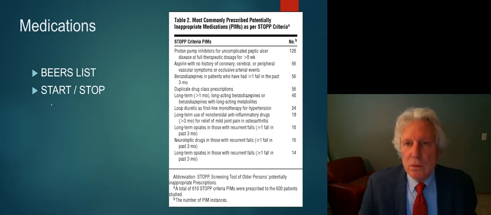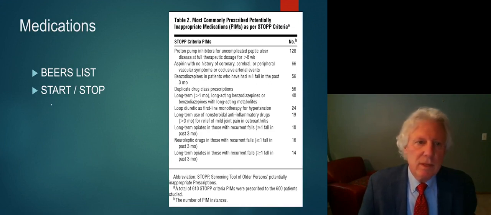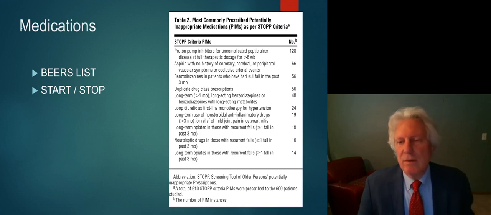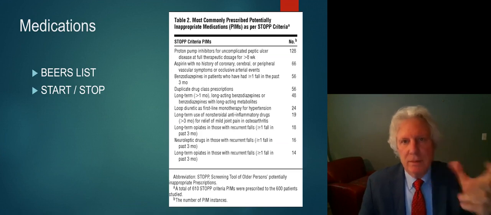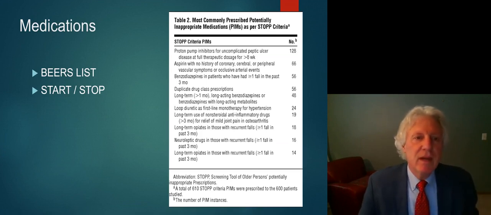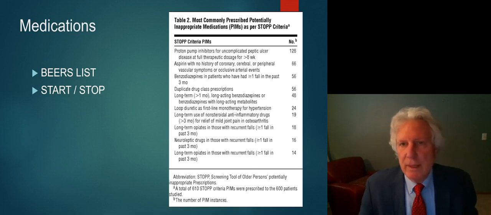There are tools of assessment, and the two that are most known, or most used, are the American-derived Beers list, derived back in, I believe, 1991 by a geriatrician by the name of Dr. Beers, not the drinking beers, but the actual Dr. Beers. And then a European-based one, I think started in Ireland, which is called the START-STOP program.